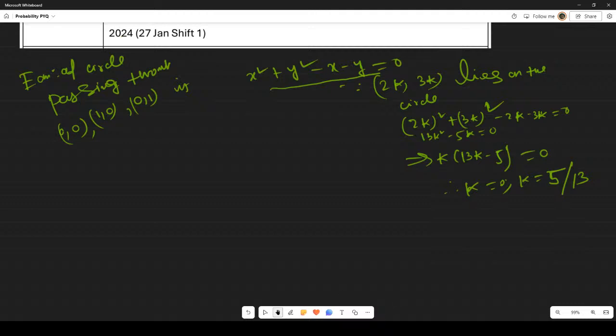Now we will be going for the next problem here. Number 4, the worksheet shared with you. This sum will be number 4. It came in 2024 only, 30 January, shift 1.